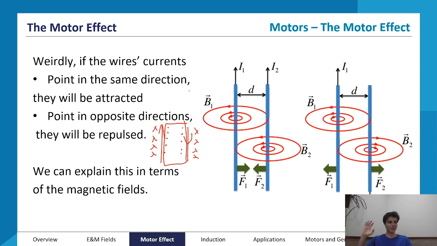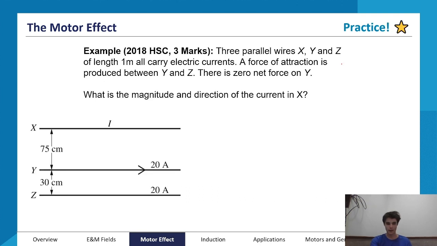So if you didn't take away any of that, the key takeaway here is that if you've got two currents flowing in the same direction, you get a force of attraction, whereas if you've got two currents moving in opposite directions, you get a force of repulsion. So if your two currents are flowing in the same direction, the two wires will attract each other, whereas if they're moving in opposite directions, they will repel each other, which is a lot of fun.